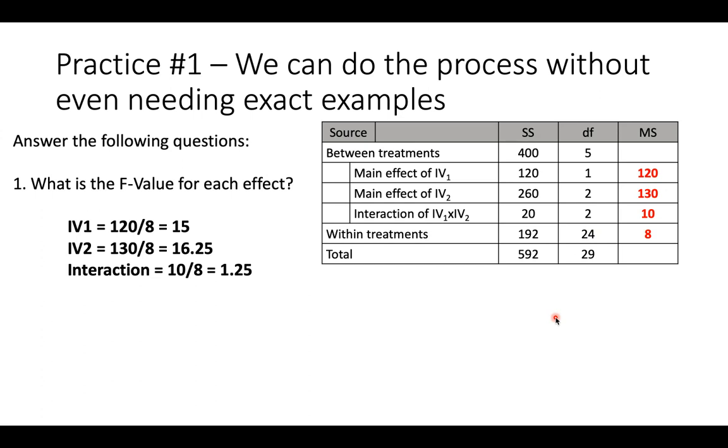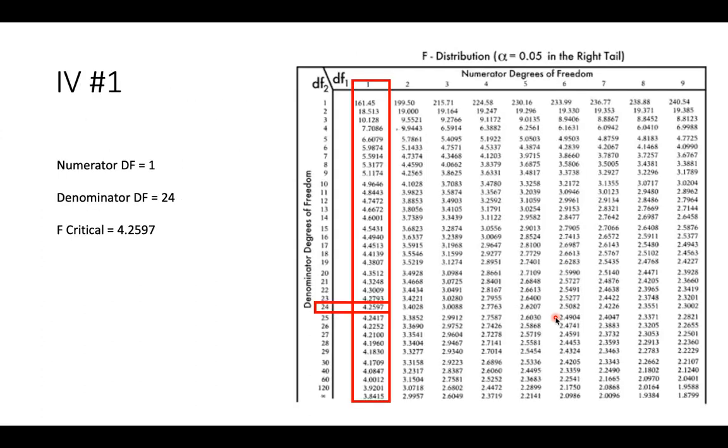Okay, so first up is variable 1. Variable 1 had 1 degree of freedom. The within or error degrees of freedom, the denominator degrees of freedom, was 24. So we're working in the 1 column and the 24 row, which gives us a critical value of 4.2597. We want to write that down and remember it.